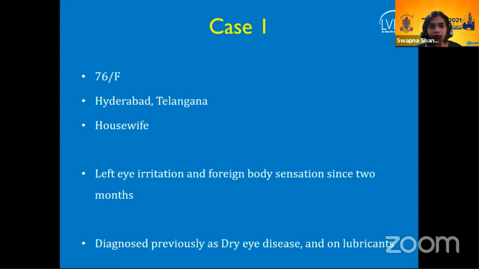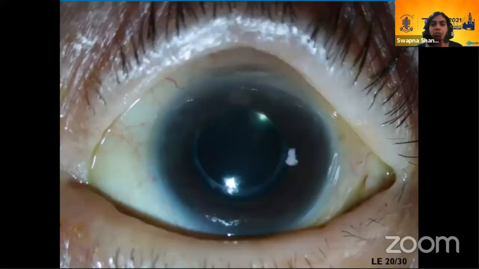So this was a 76-year-old female from Hyderabad, a housewife. She came to us with left eye irritation and foreign body sensation since 2 months, diagnosed previously as dry eye disease, and was only on lubricants. As you can see here, the lid margins are rounded. The lid margins did not have any other pathology other than Meibomian gland disease. However, she had this very strange medial canthal shortening or fibrosis.